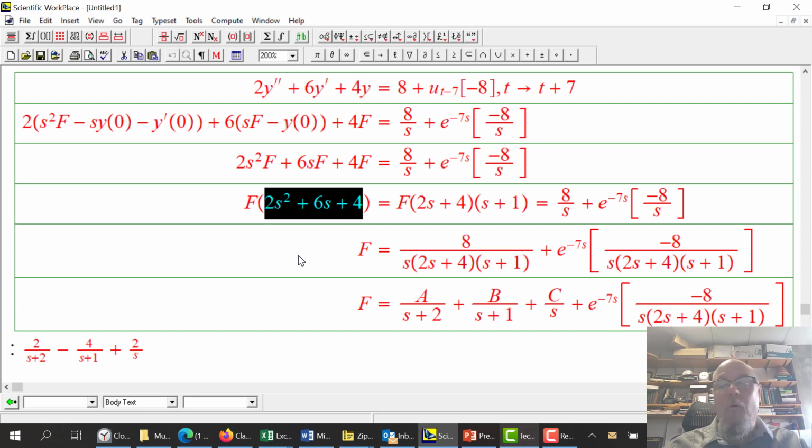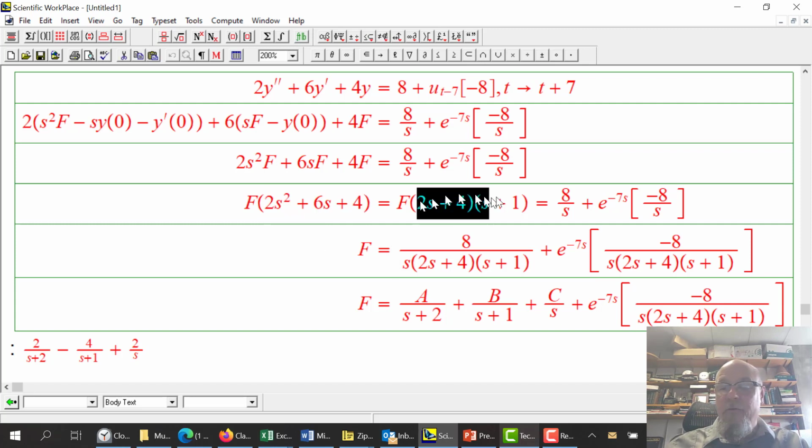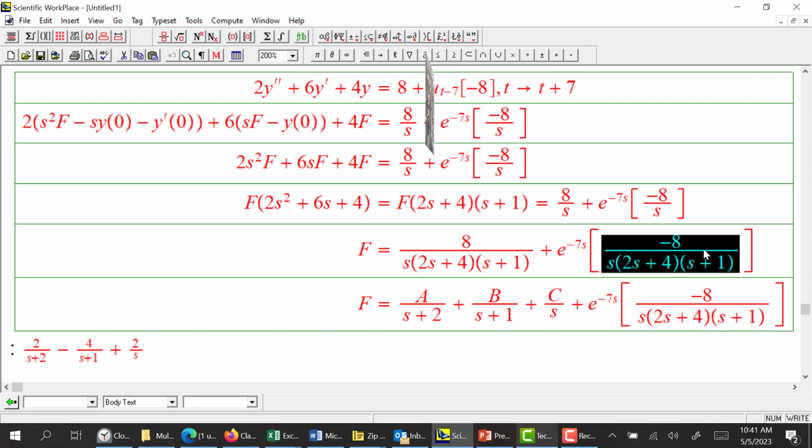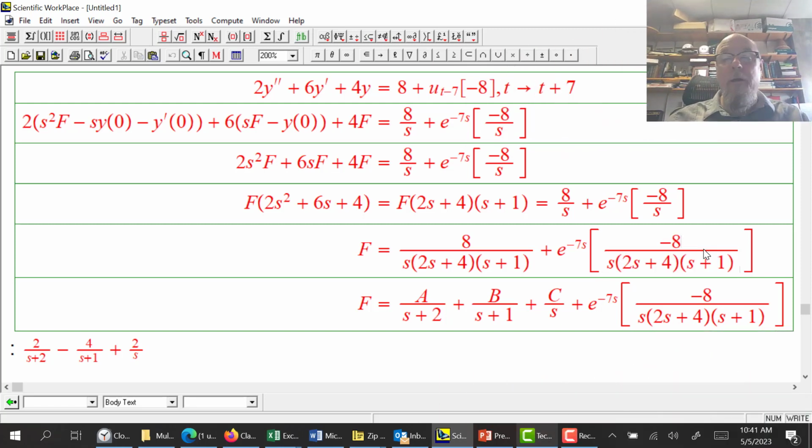That I had factored before when I looked for the eigenvalues, so I'm going to factor it again. And now I'm solving for f, so I'm dividing everything by those two brackets. So here's me solved for f. Notice the way that I've got it set up. This e to the minus 7s is multiplied by everything in this square bracket. So everything highlighted in that square bracket, that's what gets turned on by the Heaviside step function at 7 seconds. Okay, I've solved for f.